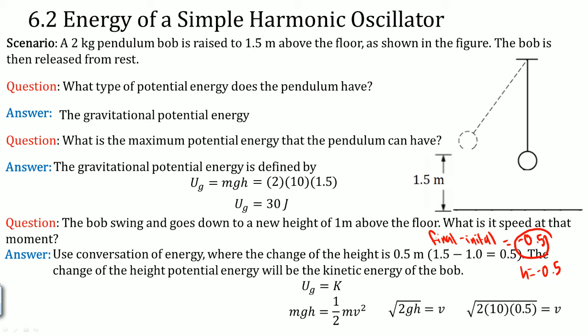If you plug in the values, the square root of 2 times 10 times 0.5, you get the velocity equal to 3.16 meters per second. That negative just indicates that it actually lost potential energy and gained velocity as it went down, which makes sense. So the final velocity is 3.16 meters per second, because the height, again, that was changed is 0.5. All right.